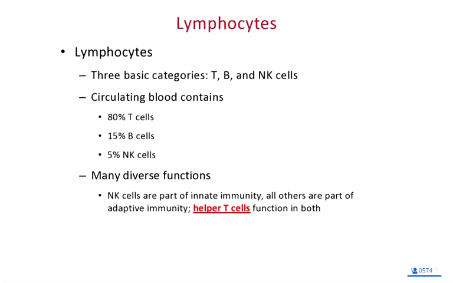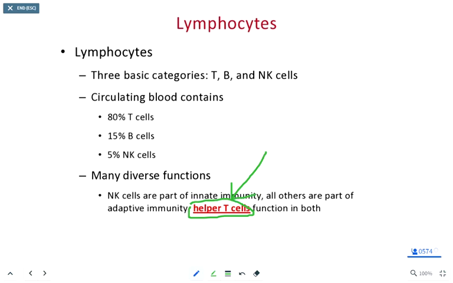You can think of these helper T cells as kind of like the quarterback of the immune system. They help to tell all the other leukocytes what to do. They can upregulate leukocytes, and they can downregulate leukocytes. The helper T cells are an important linchpin between the nonspecific and the specific immune response.